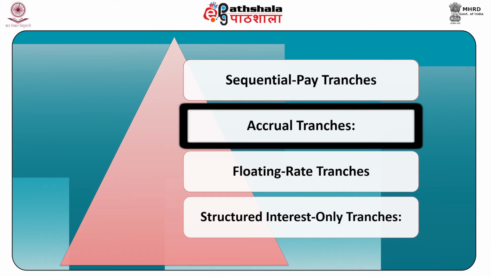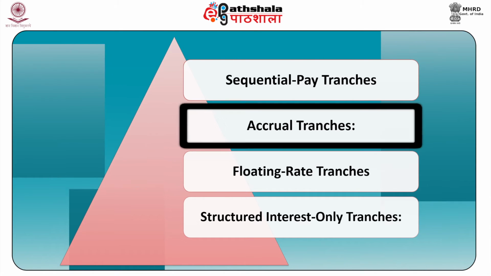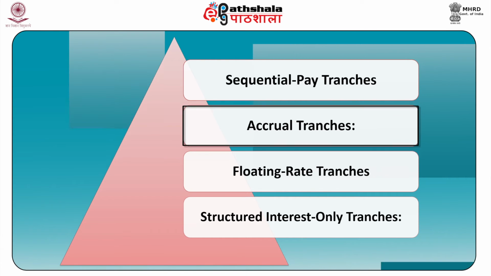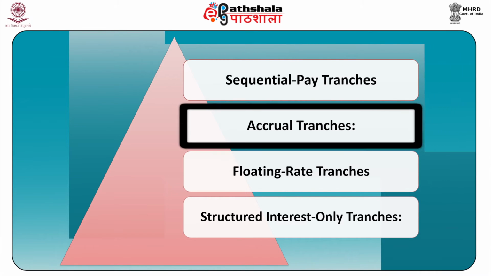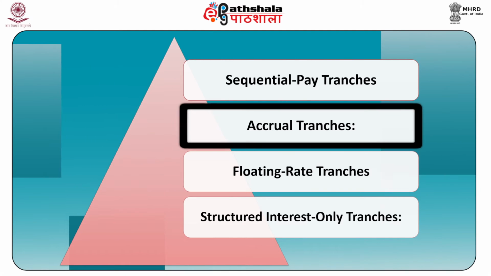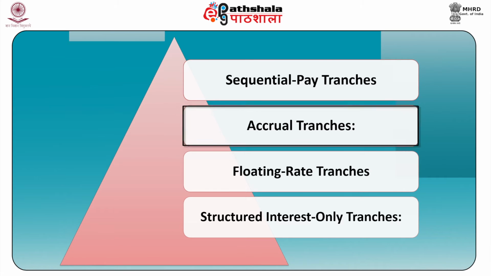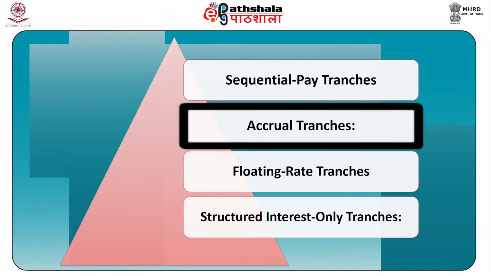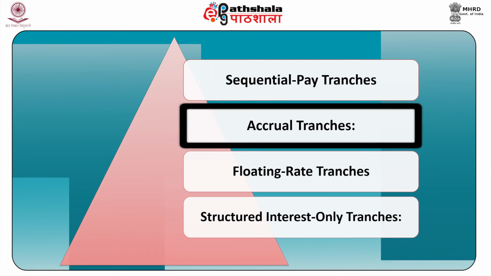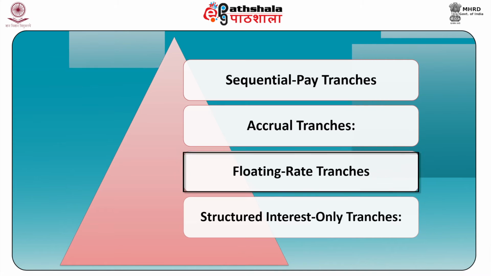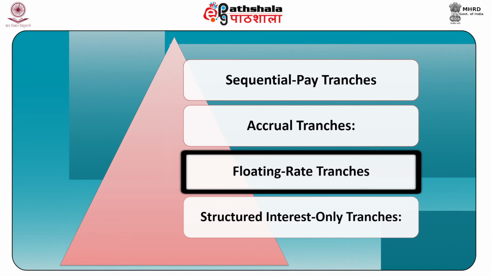B. All the principal payments and prepayments are first distributed to the first tranche. After the first tranche is completely paid off, then payment is directed to tranche 2, and so on. Once all the tranches are completely paid off, then principal and all the accrued interest on the Z bond is paid off. Third, floating rate tranches.